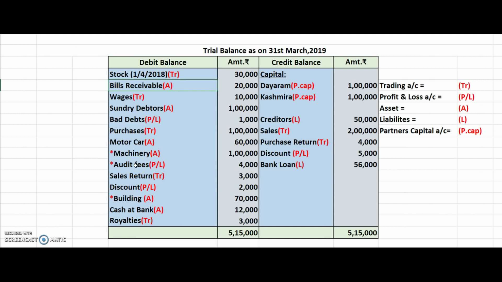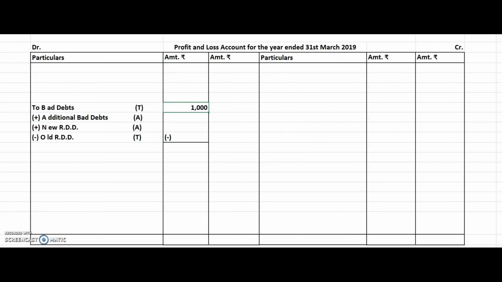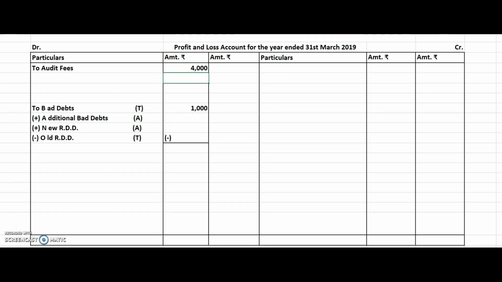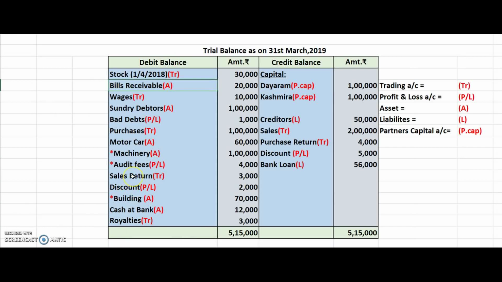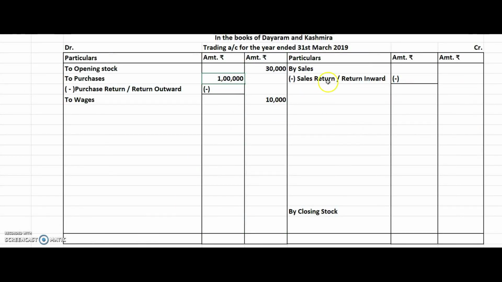The next is audit fees, which is a profit and loss account item. Debit side, inner column. Again, there was a star marking to it. It means there was an adjustment. Leave a line, draw a line. Next is sales return. Please note, this is on the debit side, but when it is transferred to the trading account, it is written on the credit side. It is subtracted from sales. Therefore, it is subtracted. Inner column.